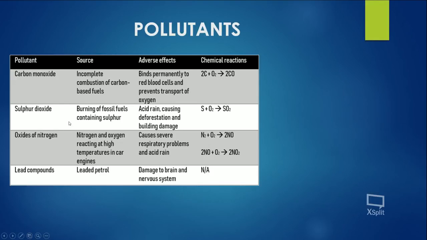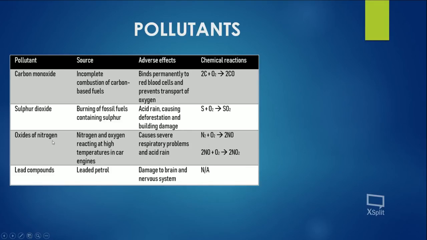Sulfur dioxide is formed by burning fossil fuels which contain sulfur, and the sulfur can cause acid rain, and that can cause deforestation and building damage and things like that. Of course, sulfur added to oxygen will give you sulfur dioxide in this equation here.